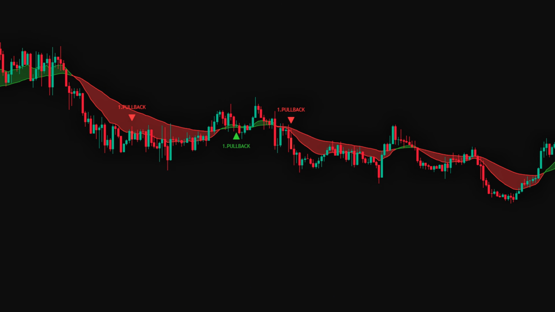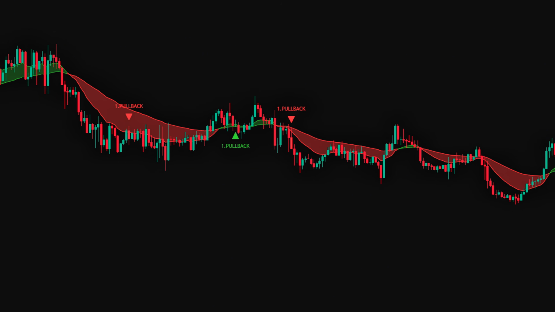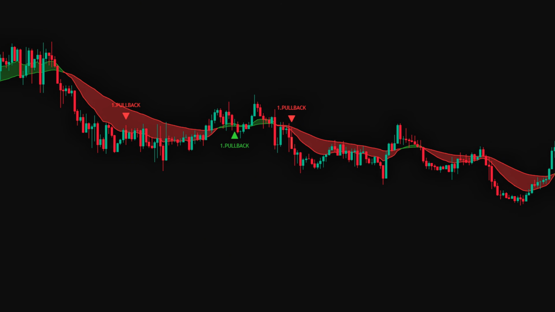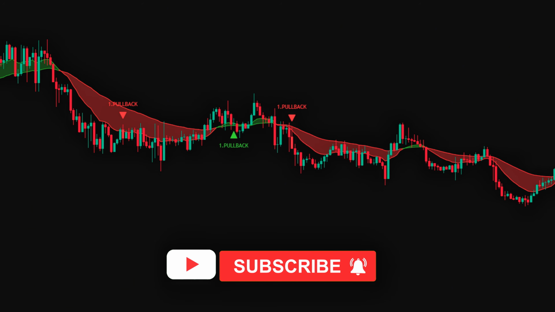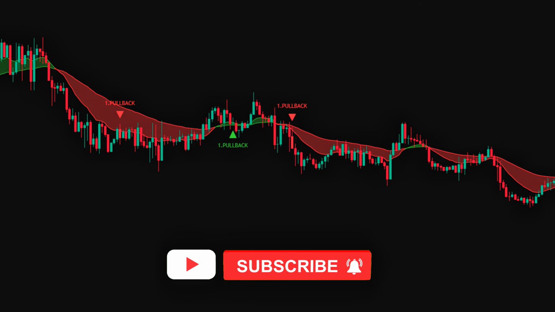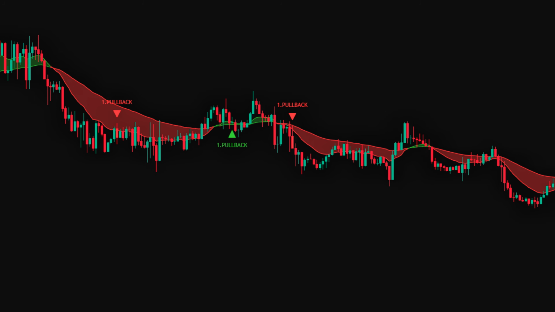However, we don't take trades based on this signal alone. To avoid false entries and confirm the strength of the move, we'll introduce a momentum filter, the MACD4C indicator, in the next step.